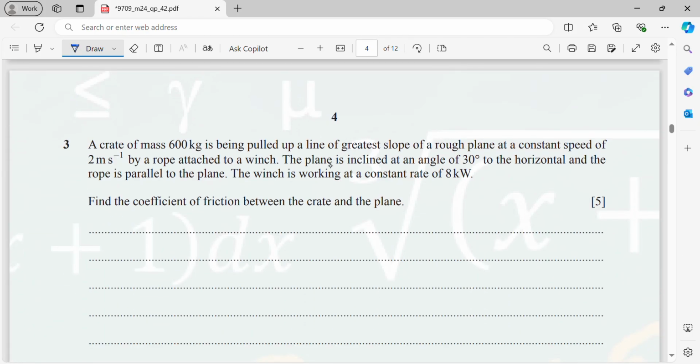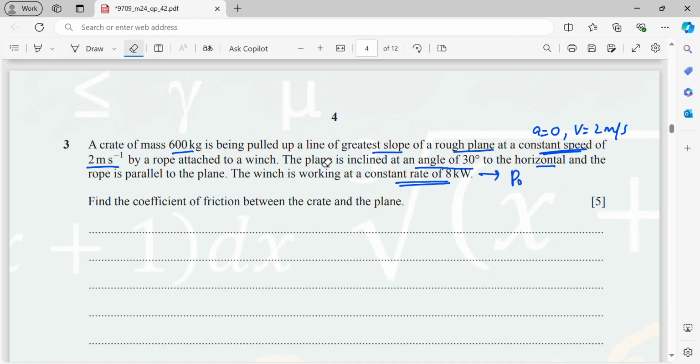Now for question number 3, a crate of mass 600 kg is being pulled up a line of greatest slope of a rough plane at a constant speed. Constant speed means that the a equals 0, and the v equals 2. Now, the plane is inclined at an angle of 30 degrees to the horizontal and the rope is parallel to the plane. The winch is working at a constant rate of 8 kilowatt. So this is the power.